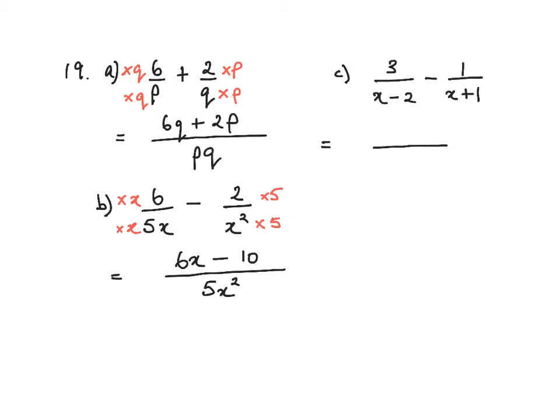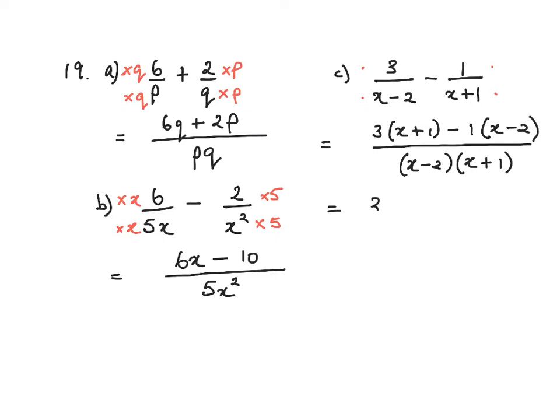Common denominator is going to be x minus 2, x plus 1. Now, when I multiply this by x plus 1, I must multiply the 3 by x plus 1 as well. I multiply this by x minus 2, so I must multiply the top by x minus 2.